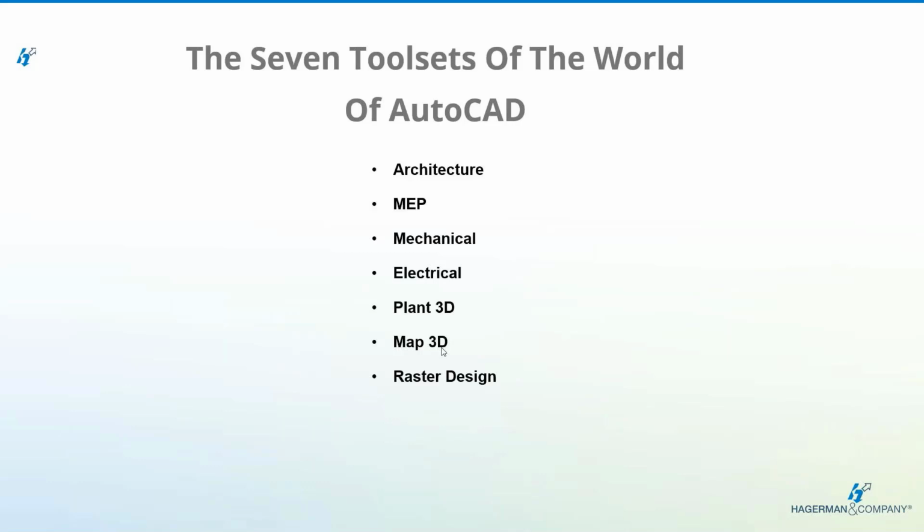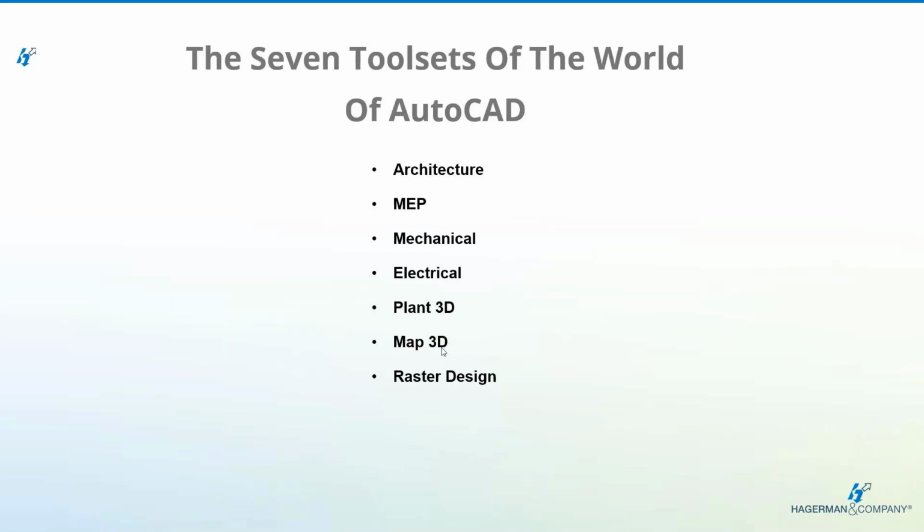So these are the 7 toolsets that come with AutoCAD. When you buy AutoCAD on subscription, all 7 of these are free. They're part of AutoCAD now, but they're just separate downloads. A few years ago, we had to purchase each one of these separately, but now they are all part of your Autodesk subscription. Basically, they're industry-specific tools for the most part. Raster Design is the only one that's not an industry-specific tool.